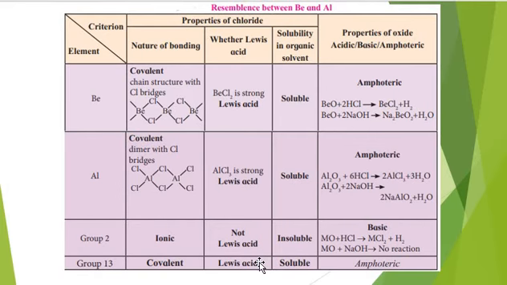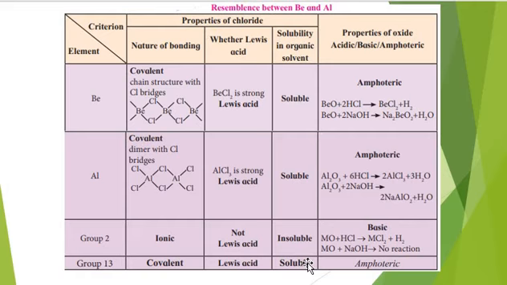Group 13 elements used to act as Lewis acid. They are not soluble in organic solvent because they used to form ionic compounds. Since group 13 elements are forming covalent compounds, that is why they are soluble in organic solvents.